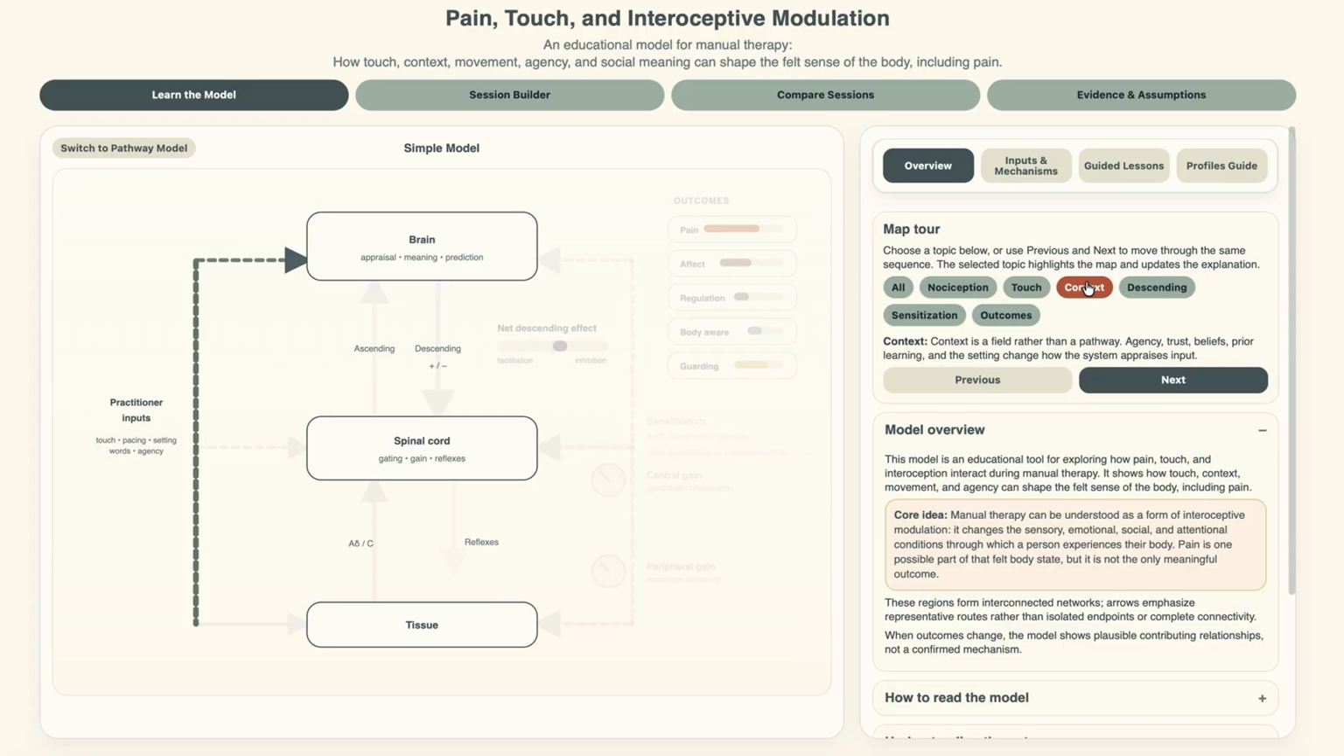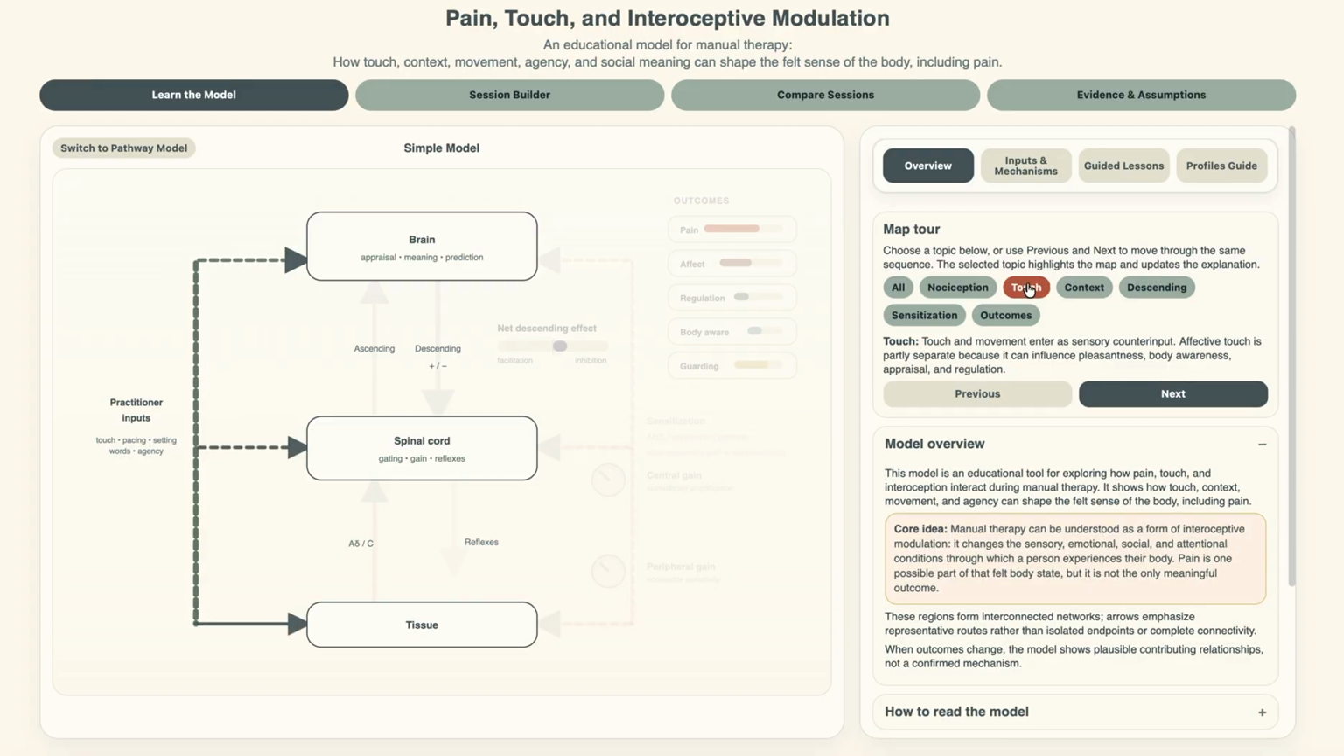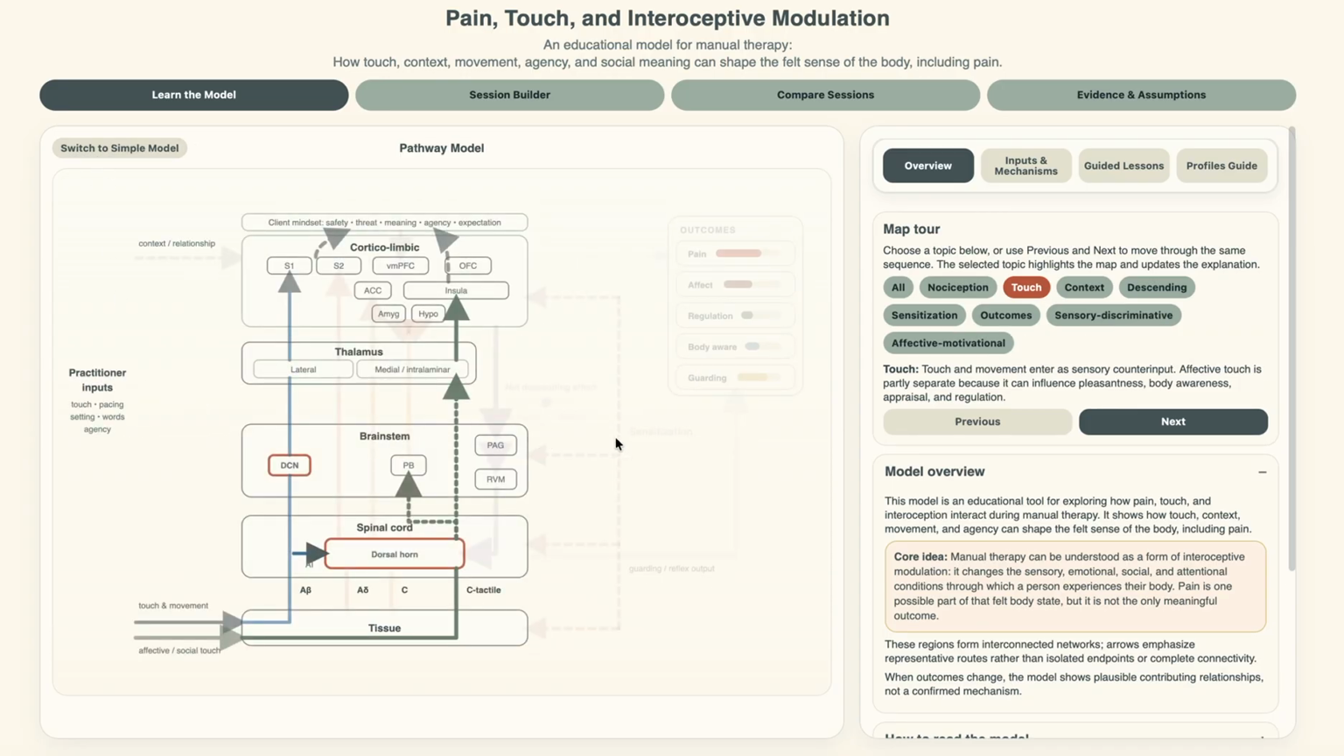Context matters as well. Expectations, prior learning, agency, therapeutic alliance, and perceived safety can all influence how incoming information is processed. And touch provides another source of sensory information that can influence the system through several routes. Now, this is the simple model. If we switch to the pathway model, we'll get a much more detailed look at all of these.